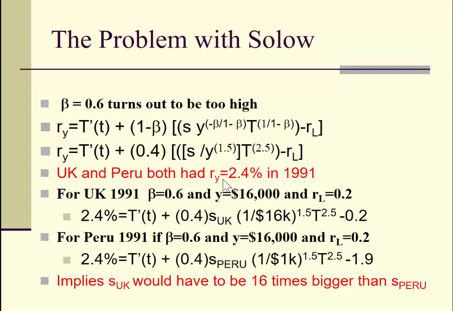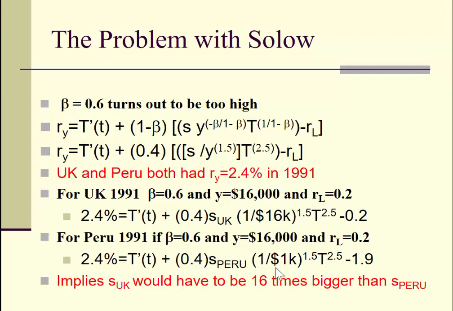In 1991, both the UK and Peru had a rate of growth of GDP per capita of 2.4%. But we could put in values of their GDP per capita. For instance, in the UK, GDP per capita was 16,000, and the rate of growth of labor was 0.2. And if I put those values in, I put in my 16,000 here. I put in my rate of growth of labor here.